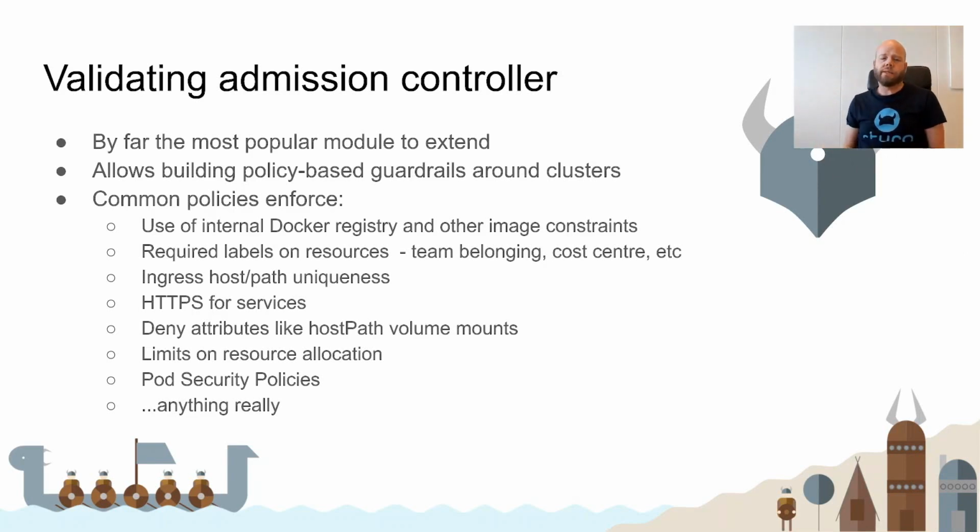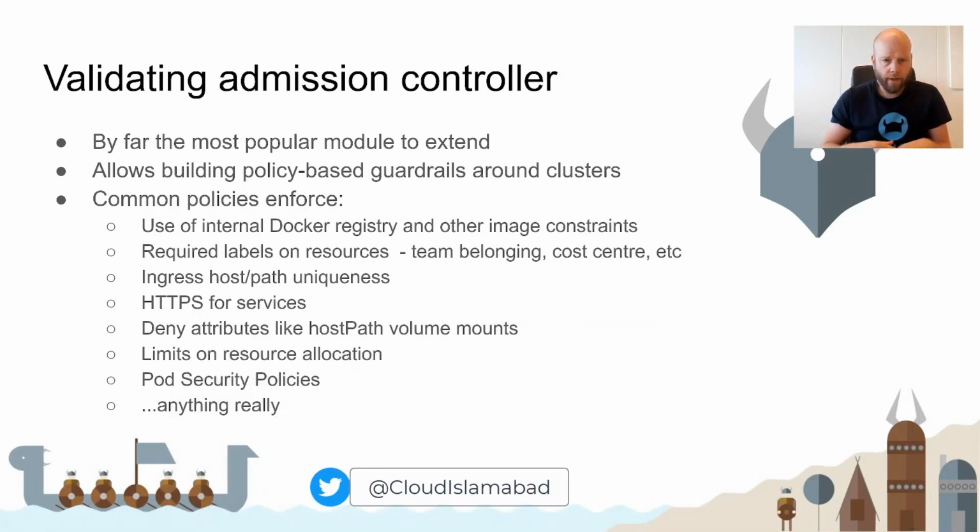Some common policies to enforce include using only an internal Docker registry, or other image constraints, such as not allowing the latest tag for any containers deployed. Or we need to ensure that only the internal company Docker registry is used and not Docker Hub or Quay or any of these public registries, because we can't really review or audit all the images that are out there.